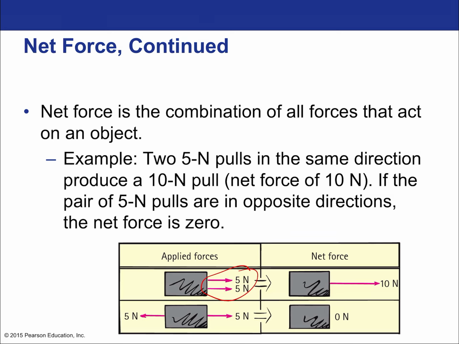They're both pulling in the same way, so when you combine them together, you get something that's twice as big as either one of them. On the other hand, if the pair of 5-Newton pulls are in opposite directions, they obviously cancel out, and it's not going to go anywhere.